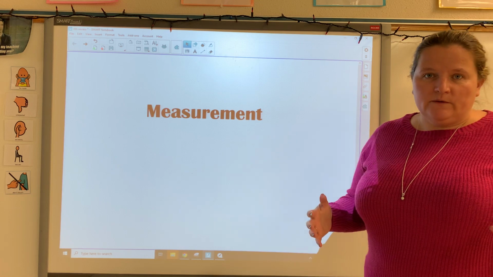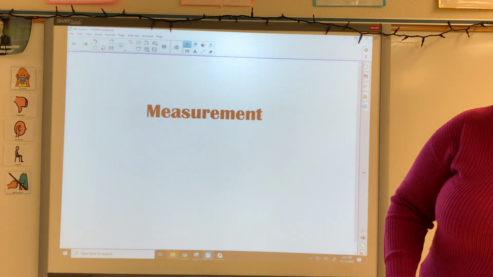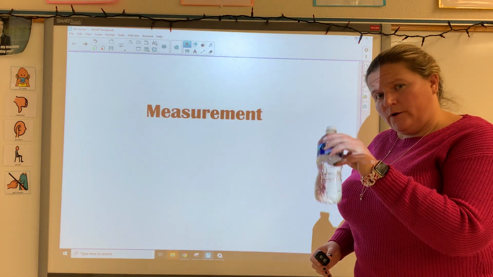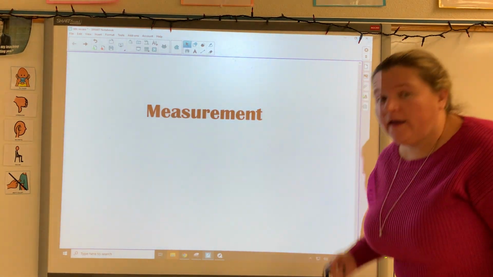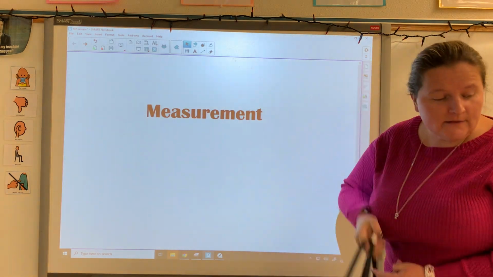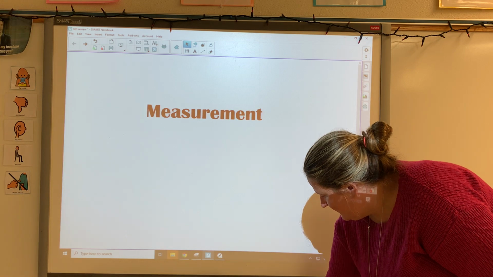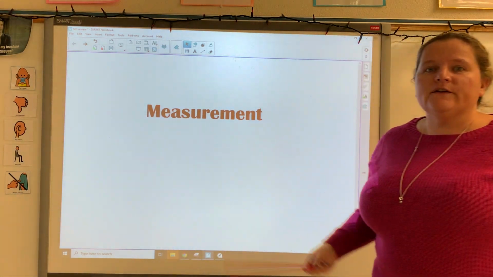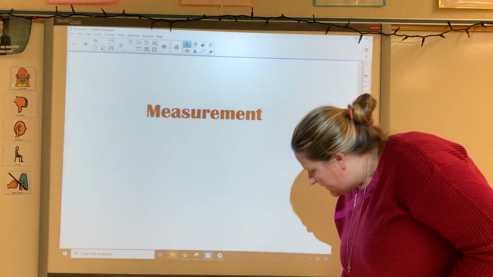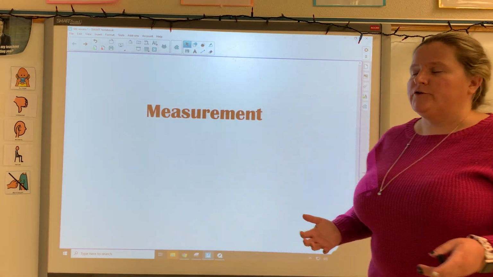We use measurement all of the time. Maybe you want to know how much water is in a water bottle, or how heavy your school bag is, or how wide the board is, okay? All different things we can measure. And there are different units that we use to measure.